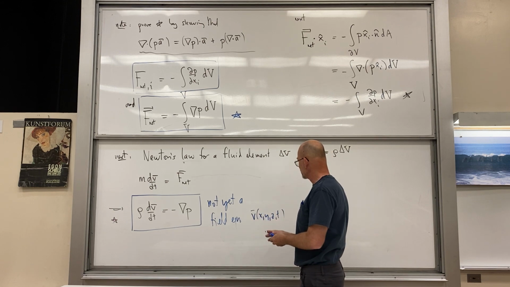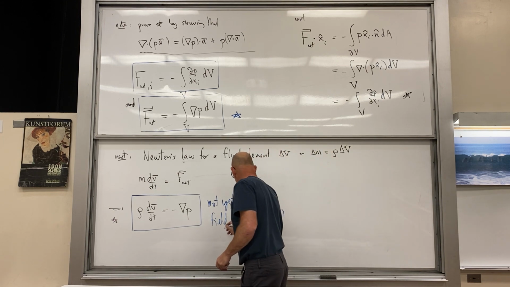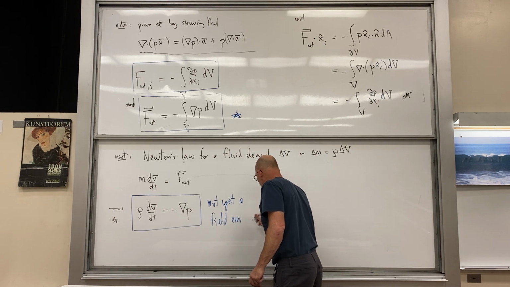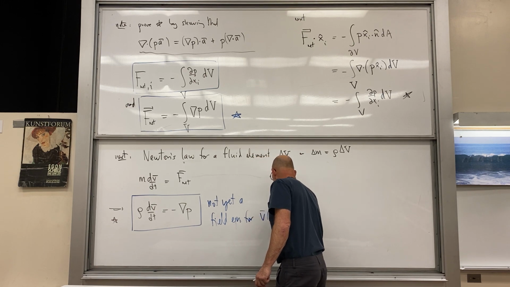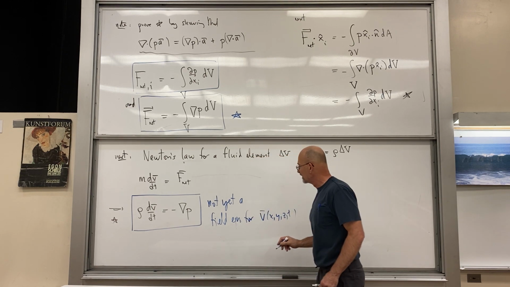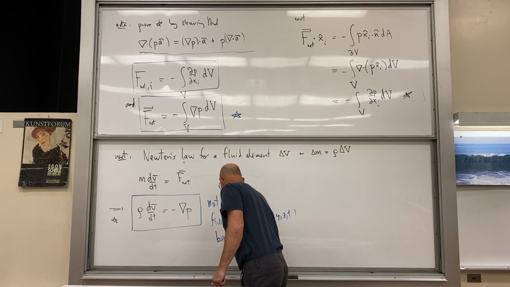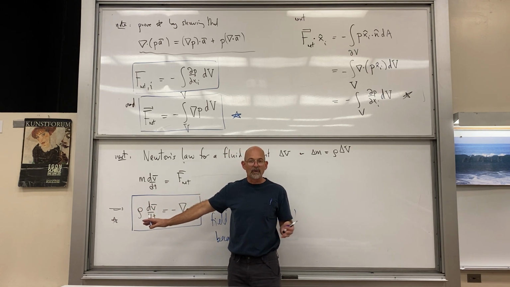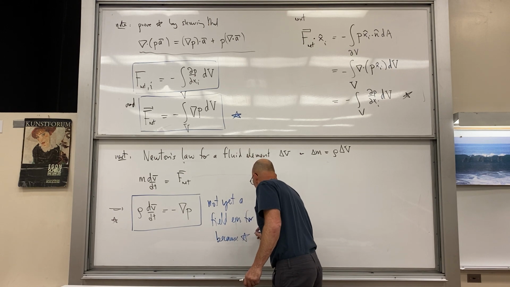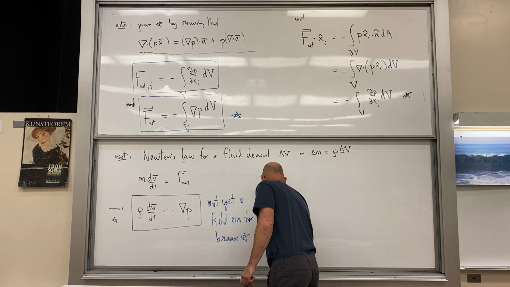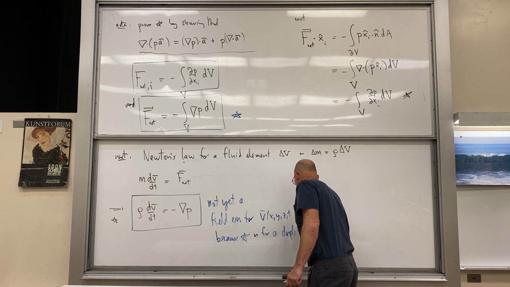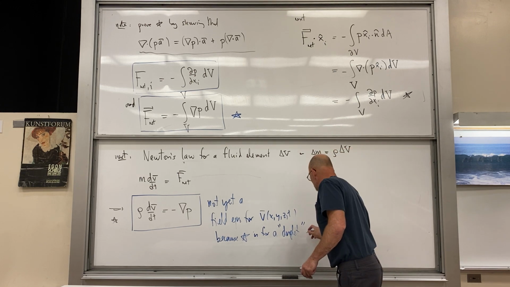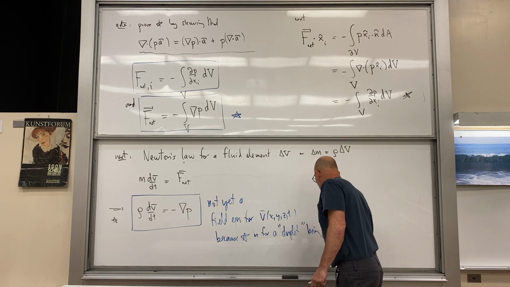So let's see what we're at. Not yet a field equation for V of X, Y, Z, and T, because this equation star is really for a little droplet of fluid being pushed around. Okay. The star is for a droplet, in scare quotes. A droplet being pushed.